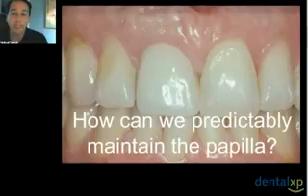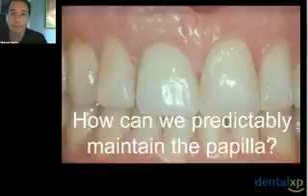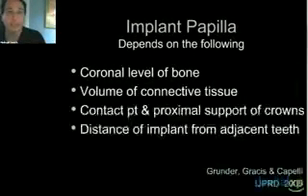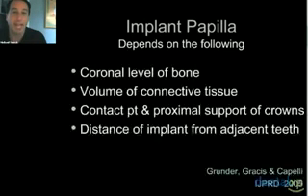So, how can we predictably maintain papilla between implants? What's necessary to maintain papilla are 4 things. Number 1, we have to have adequate bone.